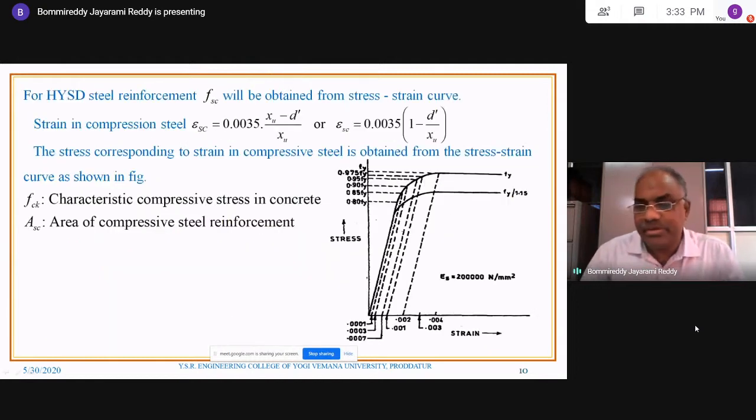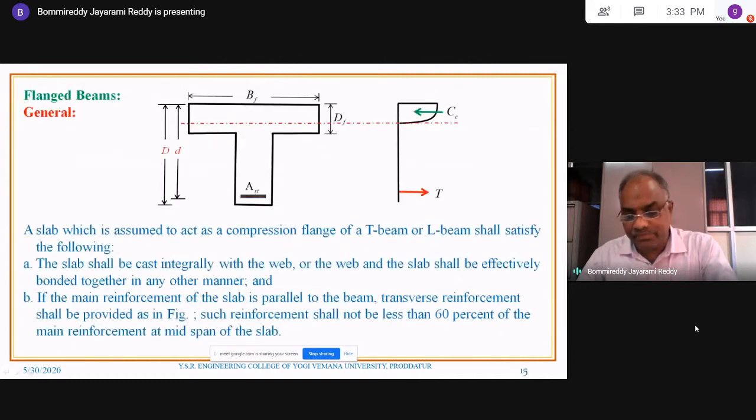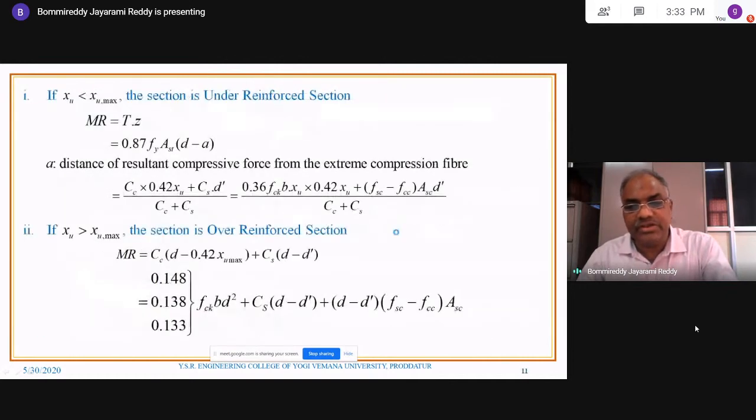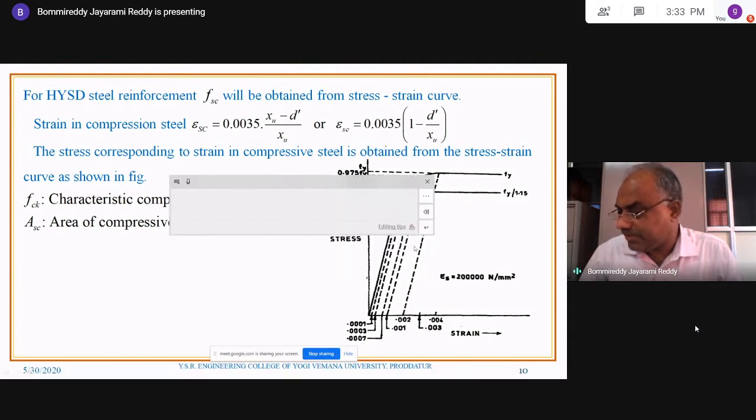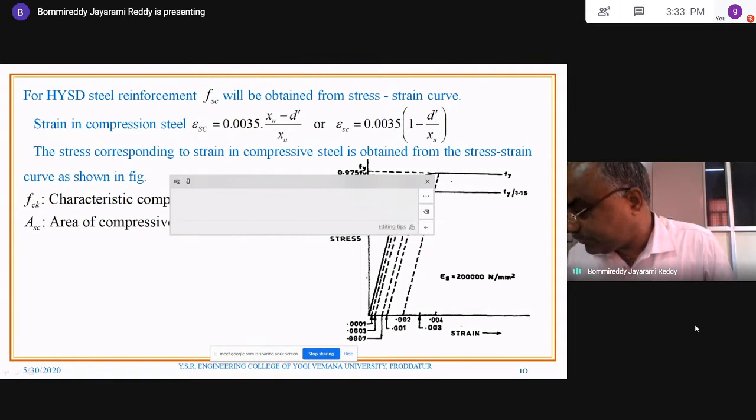This is the diagram given in IS 456, and based on this diagram only, in the last class we have seen one table for computing the various strains at different values. You can look at here 0.002. What is the stress value corresponding to this? Similarly, here strain is 0.001. Some magnitude of the stress corresponding to that will be this. Like that, it is given as per IS 456.